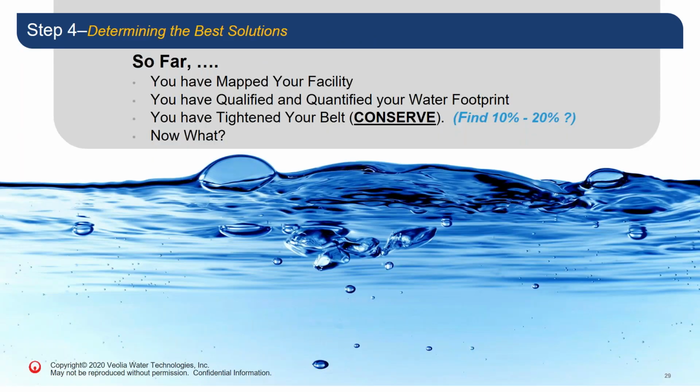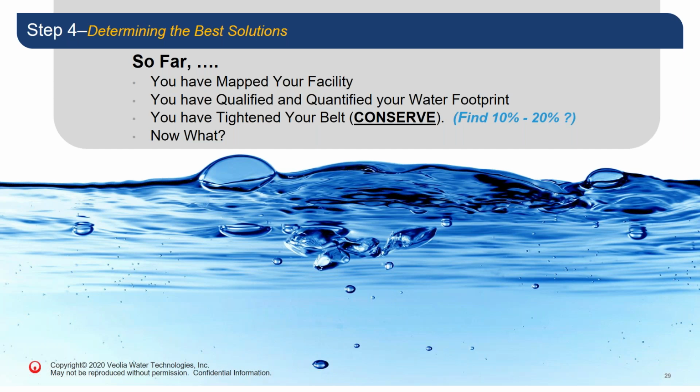All right, so far, you've mapped out your facility. You've qualified and quantified your water footprint. You've gone through the audit. You better understand your plant now than you ever have. And you've tightened your belt. You've looked for opportunities to conserve where appropriate. You may have already found a 10 or 20% reduction in your total water consumption. It has been our experience that this is not uncommon.